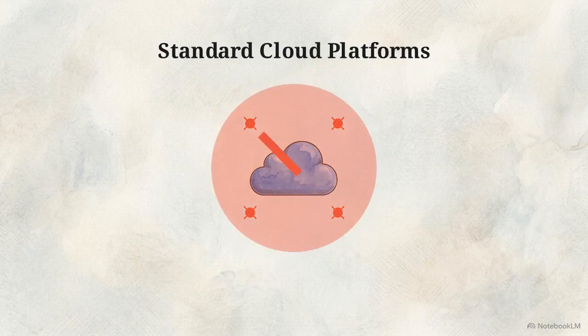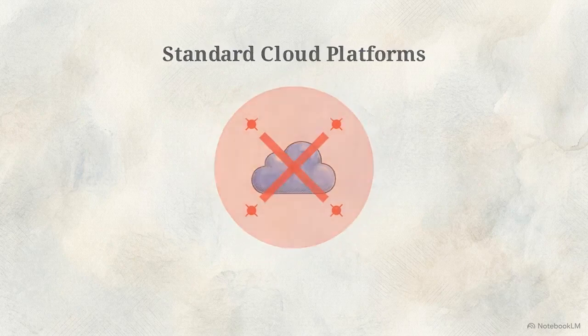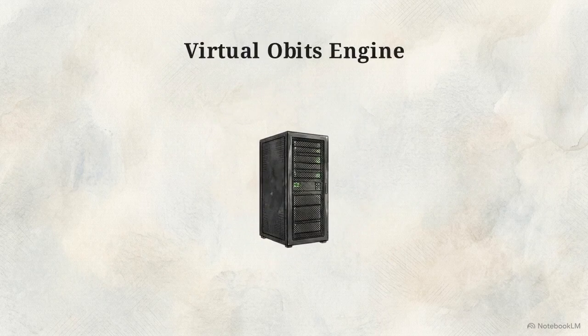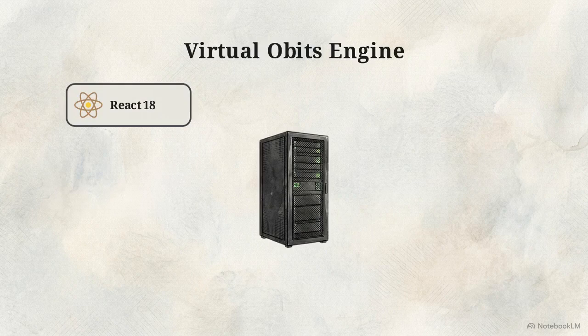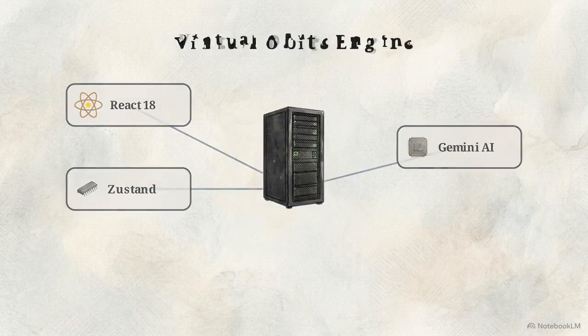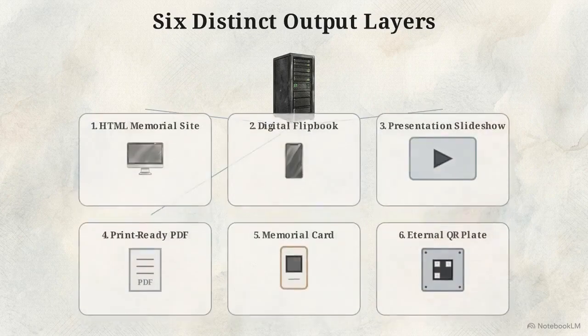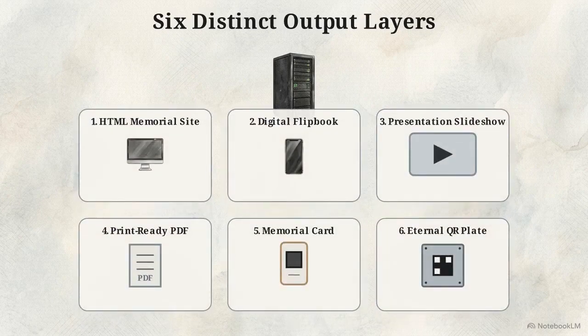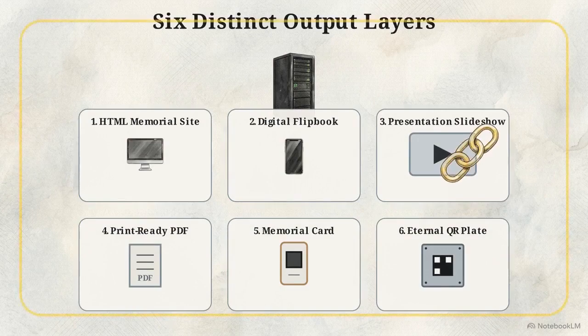Social media platforms and generic website builders rely on temporary cloud hosting and expose sensitive inputs to third-party ad tracking scripts, making them unviable for secure, long-term legacy storage. Virtual Obits operates as a full-stack legacy pipeline. It relies on a React 18 frontend, Zustand state management, and Gemini AI narrative processing. From this, the engine compiles 6 distinct output layers, ranging from web displays to permanent laser-engraved steel plates.